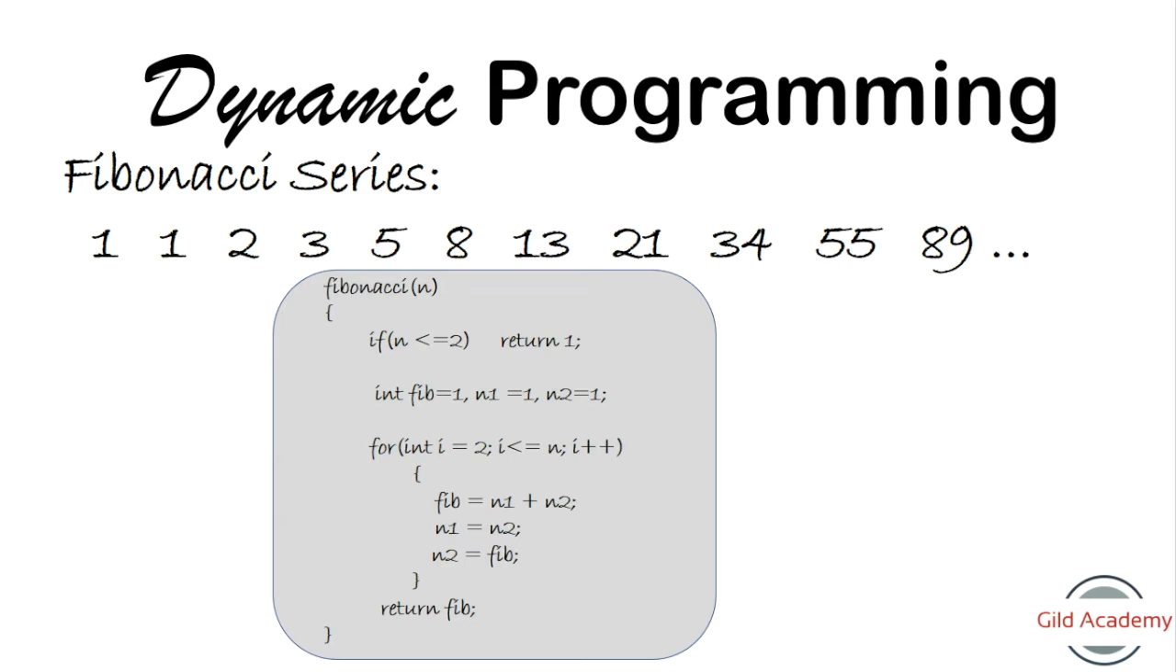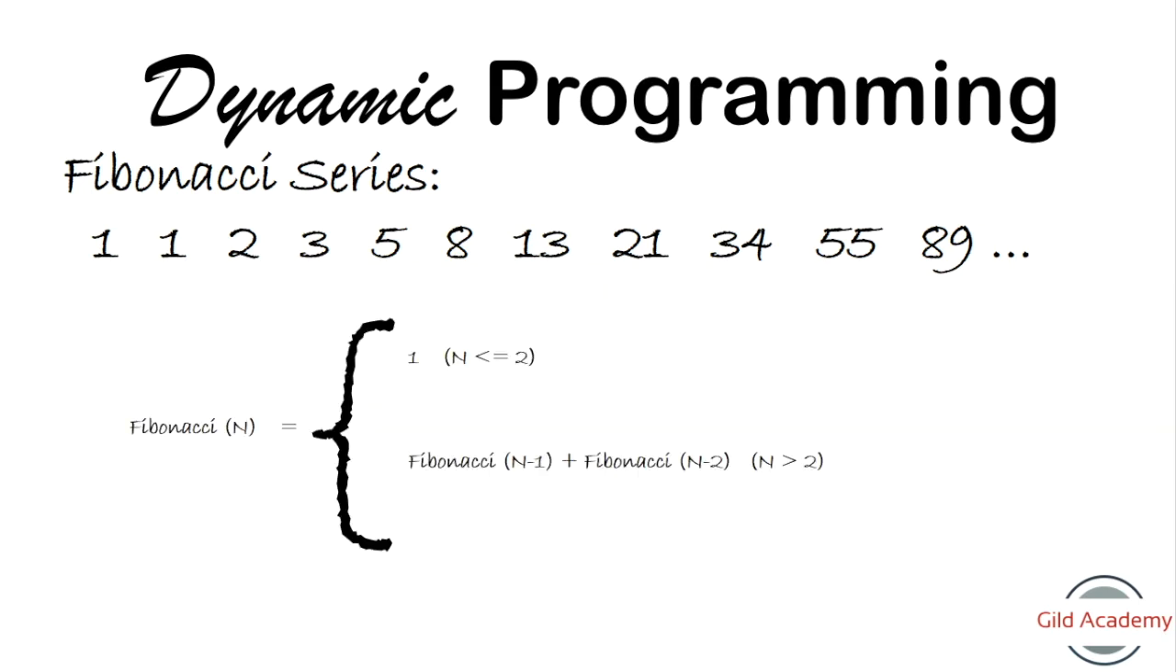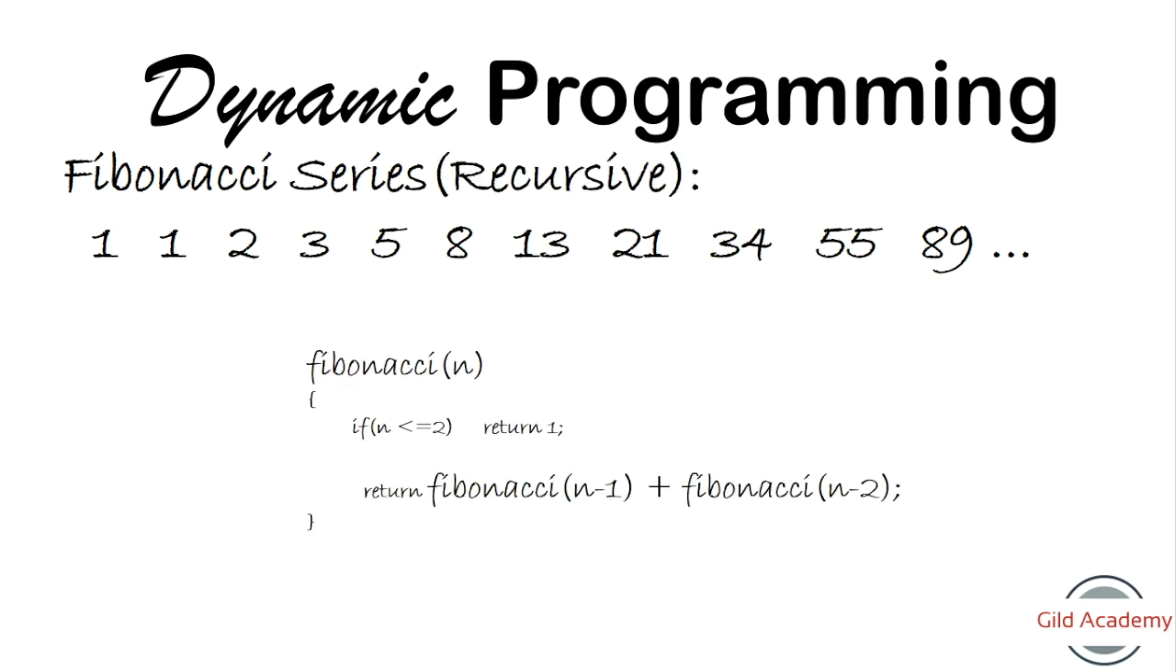But in order to write a recursive implementation of Fibonacci series, it's very important to understand the definition of nth value of a Fibonacci series. So the nth value of a Fibonacci series is basically 1 if n is less than or equal to 2. Otherwise, we need to see what the n minus 1 and n minus 2 values of Fibonacci series are, and we need to add them both. So we can have a very simple recursive implementation of Fibonacci procedure, which might look somewhat like this.